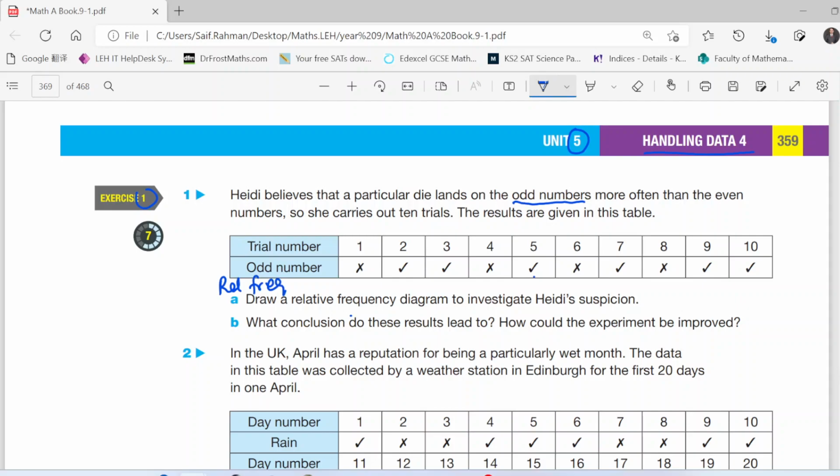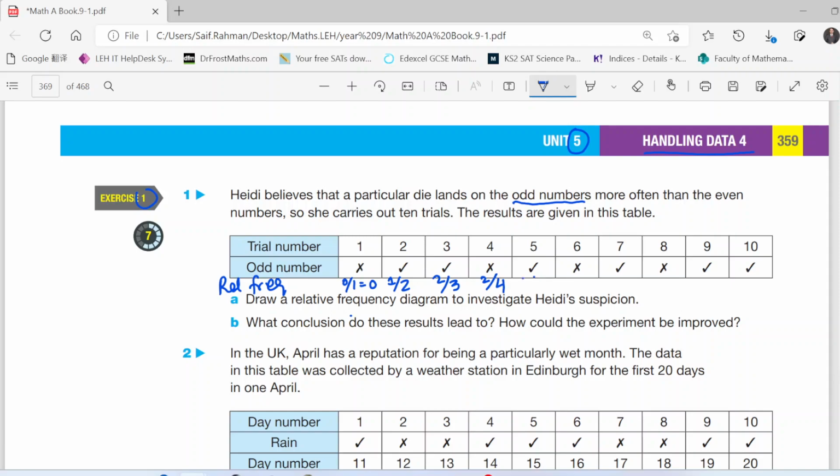The relative frequency for the first trial is 0 over 1, that makes it 0. For the second, it was a success, so the success over the total number of trials: the success was 1 and trials were 2. The third was a success, so total successes were 2 and trials were 3. In the fourth, it did not land on odd, so the successful outcomes remain 2 and trials have gone to 4.